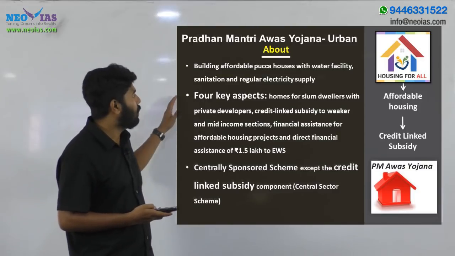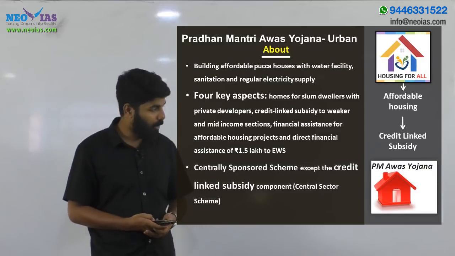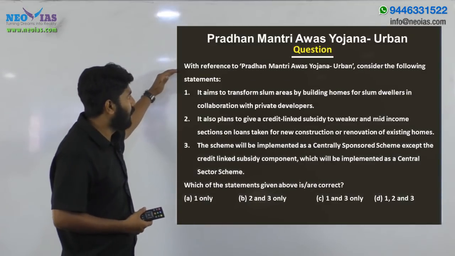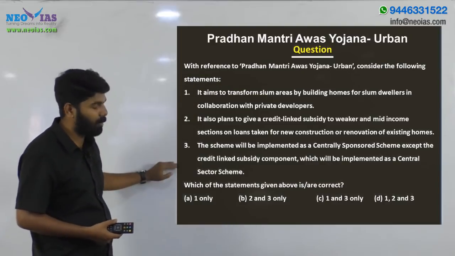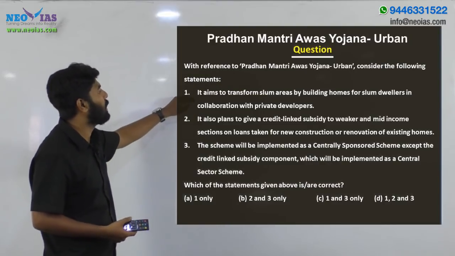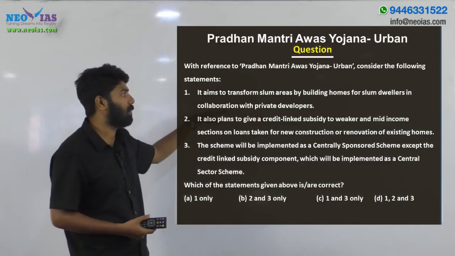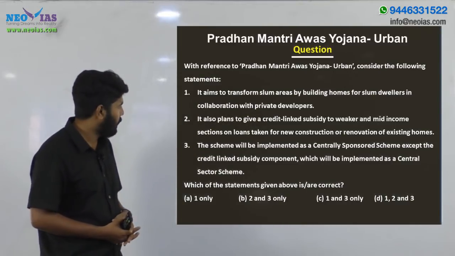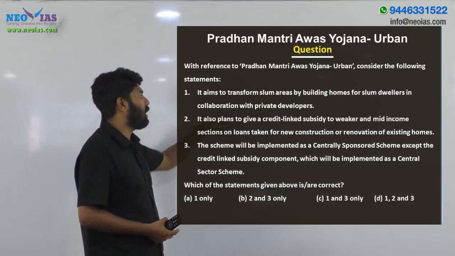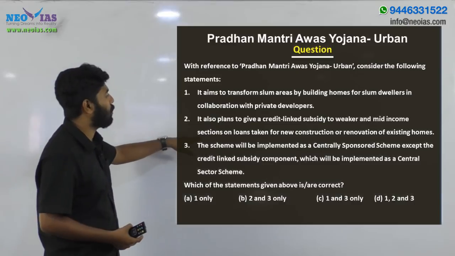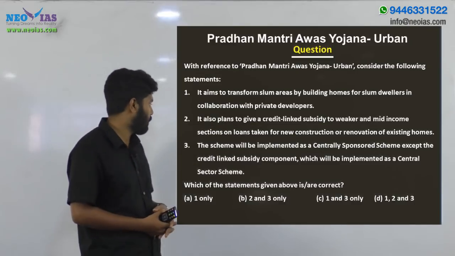Now we will discuss the questions related to Pradhan Mantri Awas Yojana Urban. The question is, with reference to Pradhan Mantri Awas Yojana Urban, consider the following statements. This is a 3 statement type question. Statement 1, it aims to transform slum areas by building homes for slum dwellers in collaboration with private developers. Second statement, it also plans to give a credit linked subsidy to the weaker and mid-income groups on loans taken for new construction or renovations of existing homes.